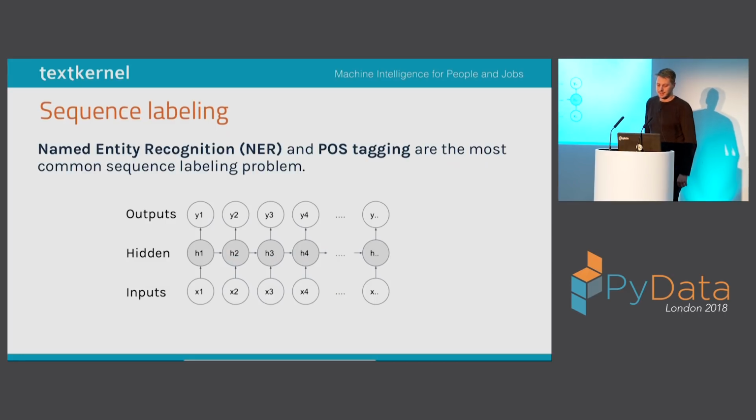These days, if you say sequence labeling, what do you think? Well, recurrent neural networks. At least that's how I work now. The two most common problems are named entity recognition, which is very similar to this. It's recognizing people's names or company names or locations in running text. And part of speech tagging, which is labeling words as a verb, noun, pronoun, all these kinds of things.